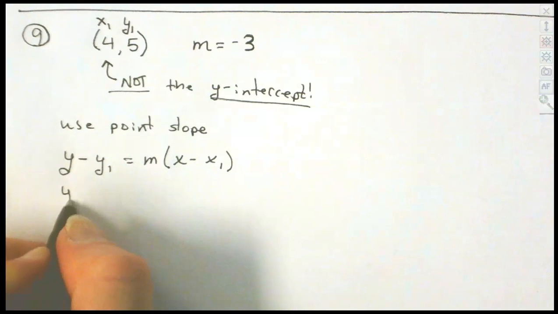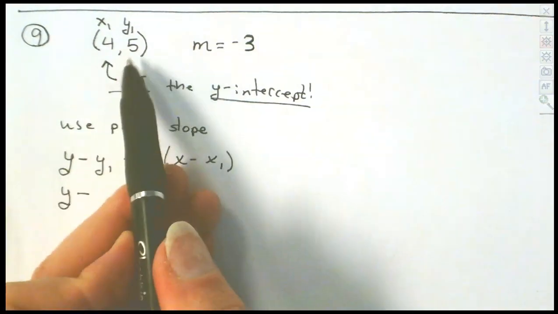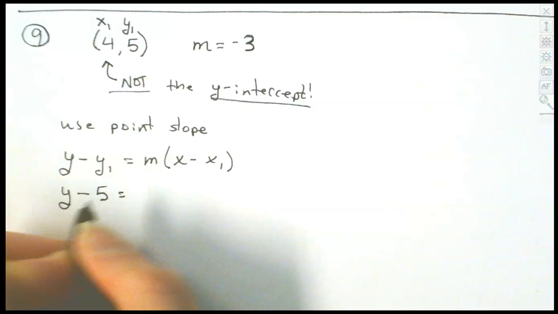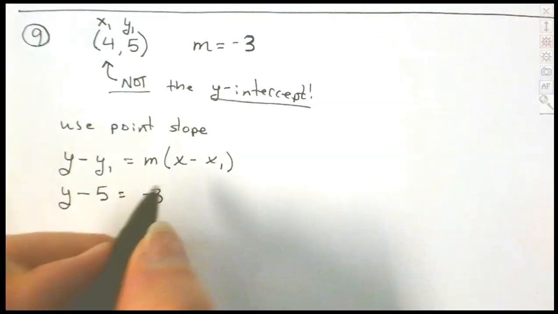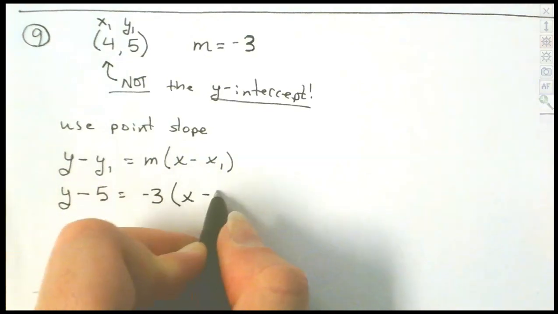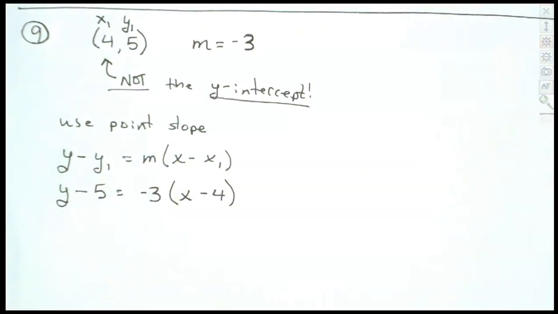So now we've got y minus 5 equals minus 3, because that is our slope, times x minus 4. Is everyone okay with what I did there? So I had a point and a slope. So what did I do? I used the point-slope formula. Think about what you have and the formula. It's point-slope, so I have to have a point and a slope. If I have that, then I can apply it.